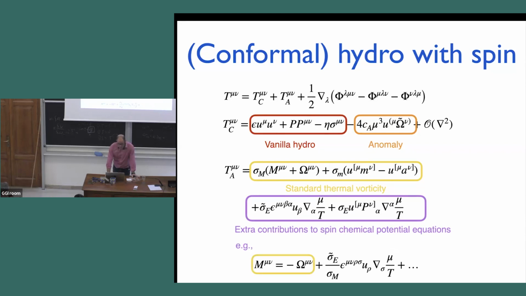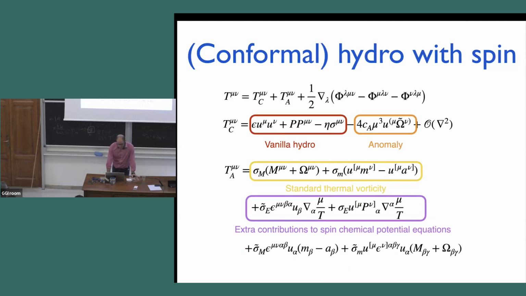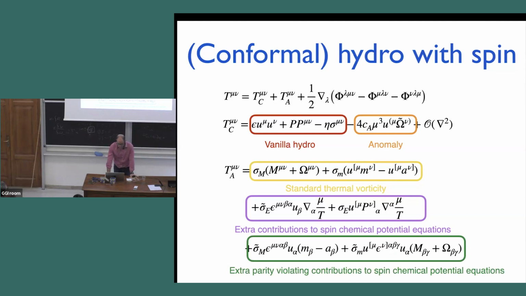Okay, so this comes from the standard term, and this comes from the correction. And then there's another term that we can write down, which again has to do with this parity violating epsilon tensor that we can add. This exists even if we don't have a chemical potential, again, as long as these coefficients are non-zero. Okay, so this is an extra parity violating contribution.